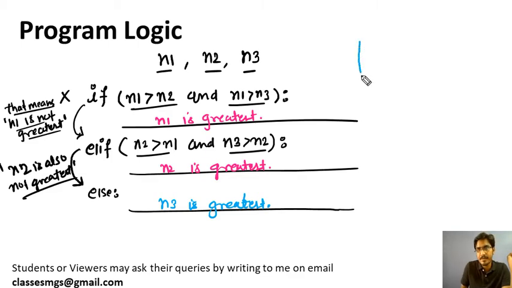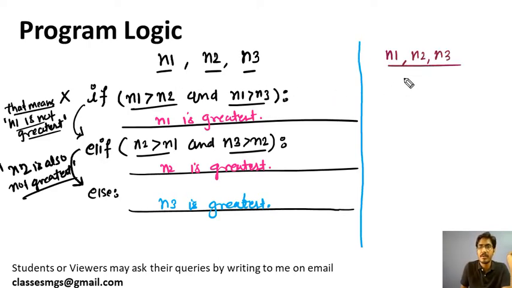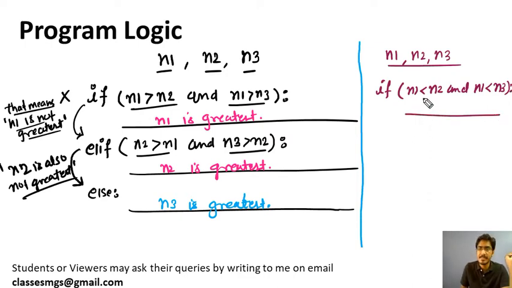Similarly, for the smallest number, you can execute the same kind of thing. Let's suppose for smallest, I am writing some. Let me take some different pen. Let me take this brand gel. Let's suppose the same numbers n1, n2, n3, and we want to calculate the minimum or smallest. If n1 is less than n2 and n1 is less than n3, that means I can say n1 is the smallest. If n1 is not smallest, then we will check whether n2 is the smallest.